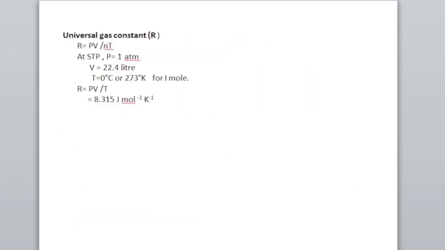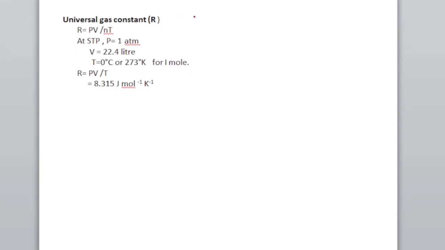After this, next is how you get the value of R, 8.315 joule per mole per Kelvin. You know the ideal gas equation is PV equal to nRT. From here, R becomes PV by nT. For 1 mole of a gas at standard temperature and pressure, P is 1 atmosphere, volume is 22.4 liter, and temperature is 273 Kelvin. You put all these values and you get R equal to 8.315 joule per mole per Kelvin. In this way, you calculate the value of R.